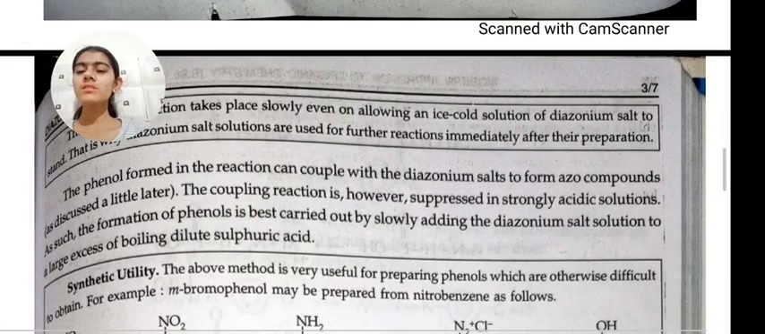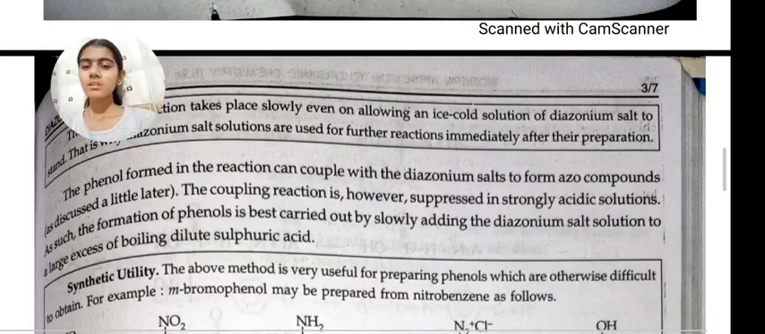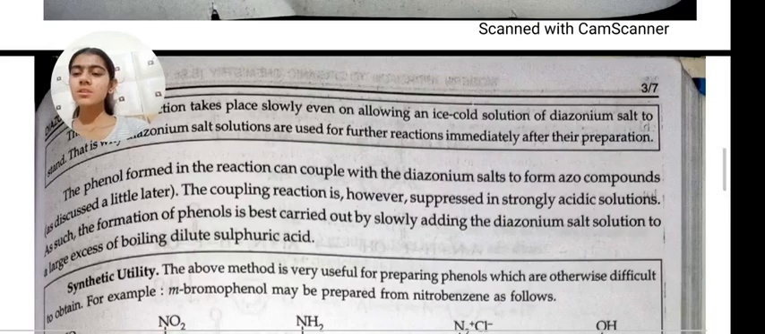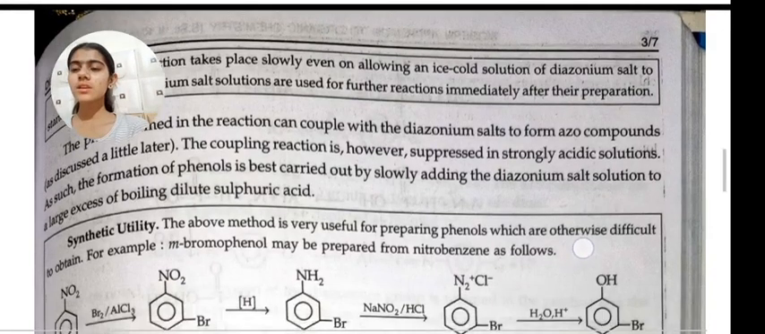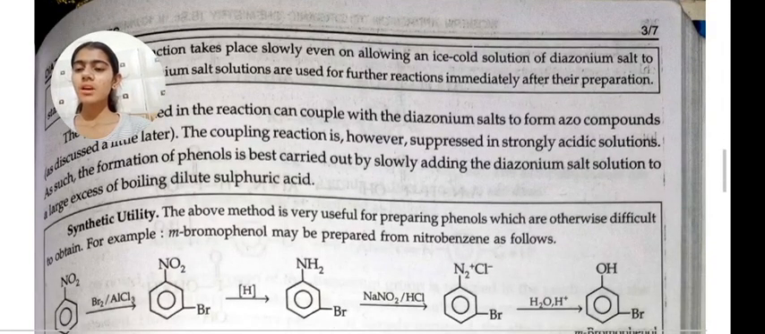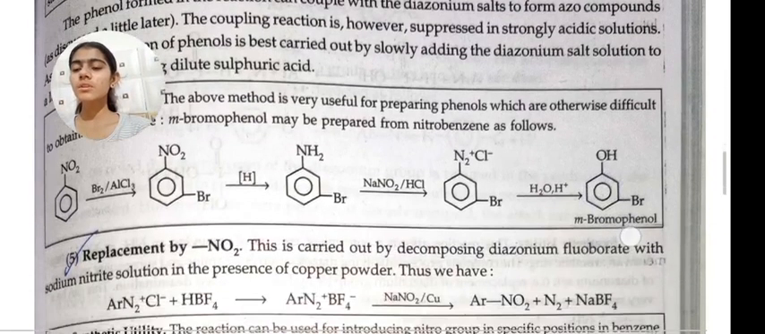The phenol formed in the reaction can couple with the diazonium salt to form azo compounds. The coupling reaction is, however, suppressed in strongly acidic solutions. As such, the formation of phenol is best carried out by slowly adding the diazonium salt solution to a large excess of boiling dilute sulfuric acid. Synthetic utility. The above method is very useful for preparing phenols which are otherwise difficult to obtain. For example, meta-bromophenol may be prepared from nitrobenzene as follows.